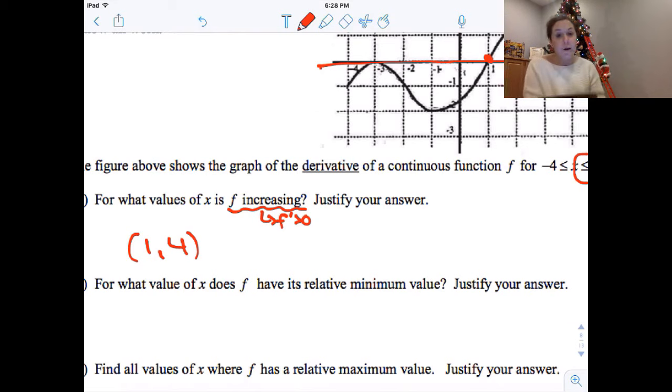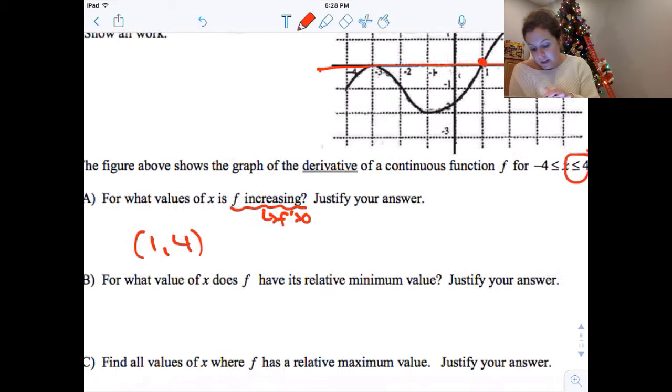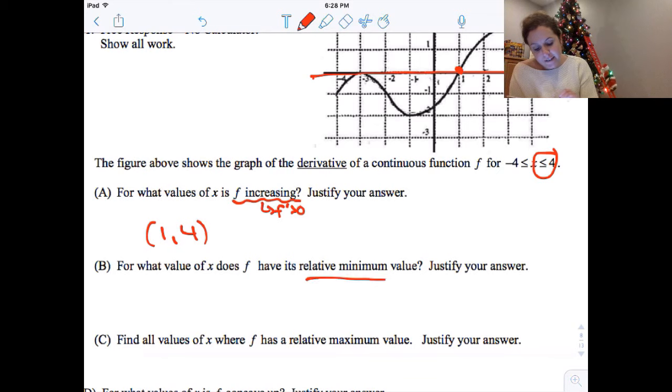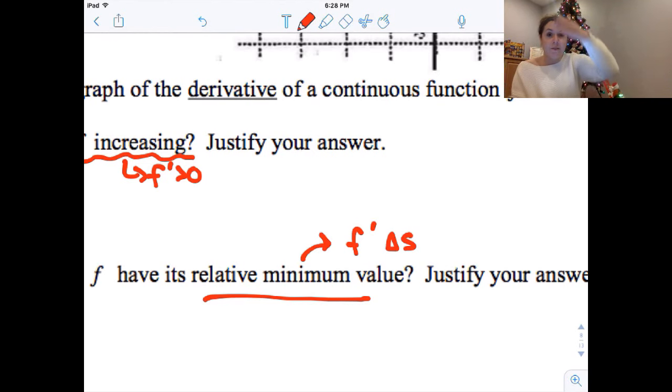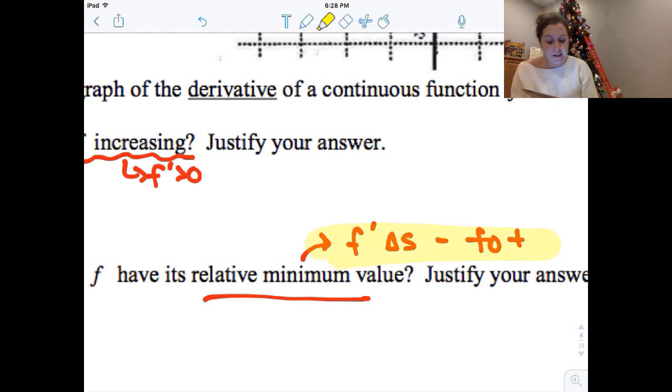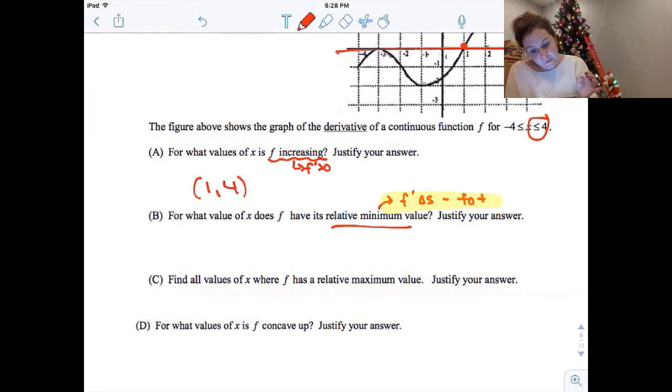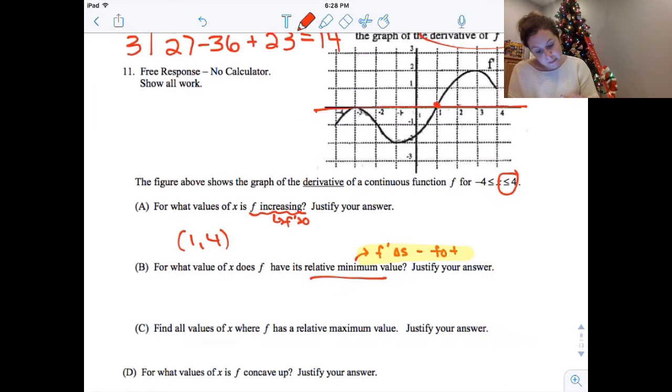For what values of x does f have a relative minimum? So relative min means you're looking for a sign change. So I'm looking for f prime changes from negative to positive. This is me writing notes to myself, by the way. You should not be writing negative to positive. Okay? So this would be at x equals 1. And that's it. And you'd say f prime changes signs from negative to positive. Do not write that sloppy stuff that I just write. That's just a quick note because we're booking through this stuff.